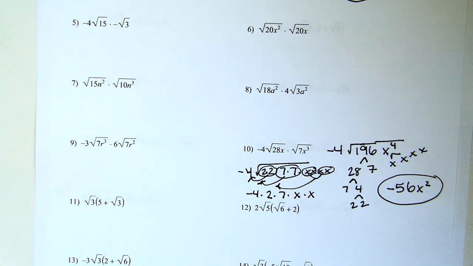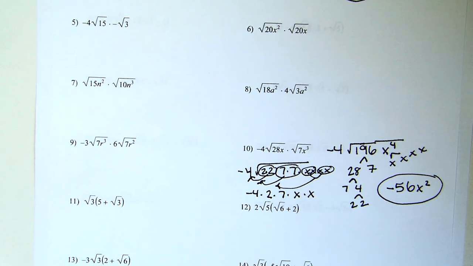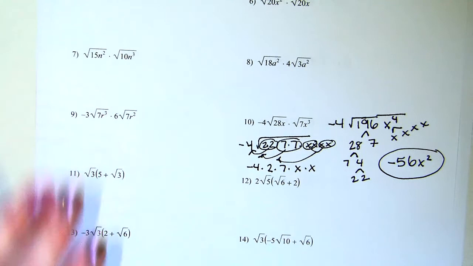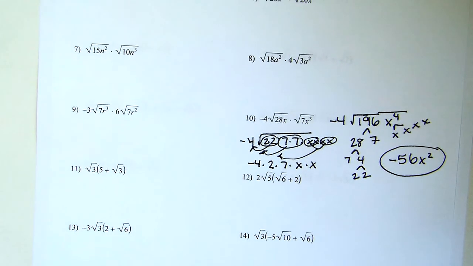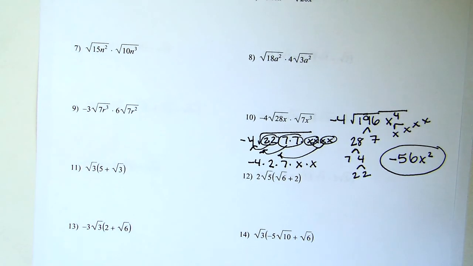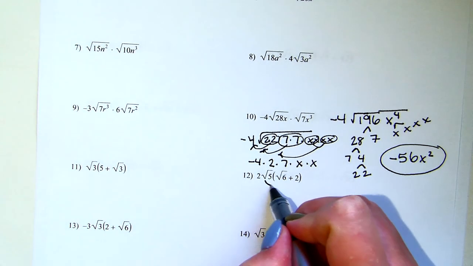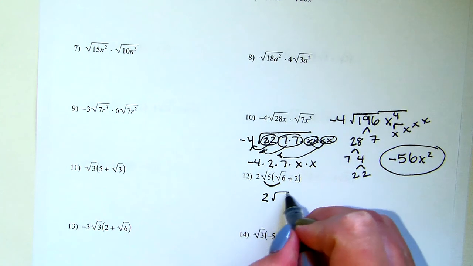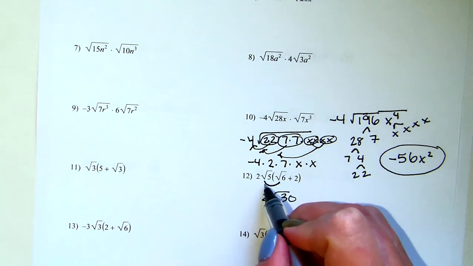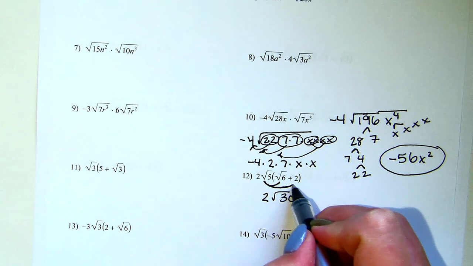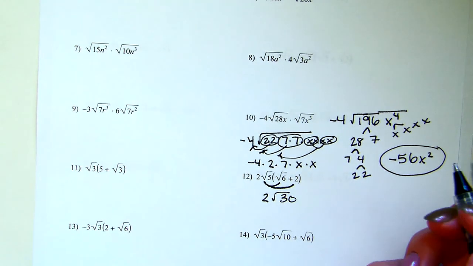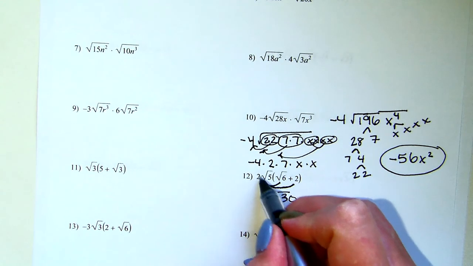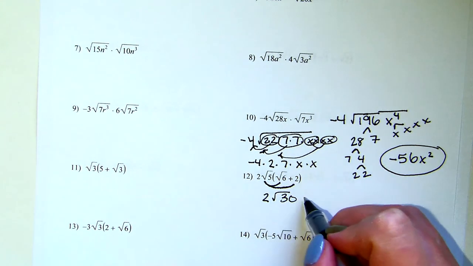Now lastly, we're going to go ahead and do number 12. So number 12 says 2 root 5, parentheses, root 6 plus 2. I can multiply my 2 root 5 by root 6. That's going to give me 2 root 30. And then here I'm going to go 2 root 5 times 2. Now that 2 is only going to be able to multiply with the 2 of the 2 root 5. So that's going to give me 4 root 5.